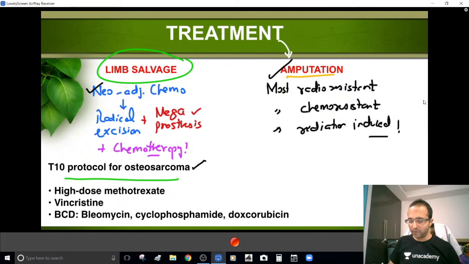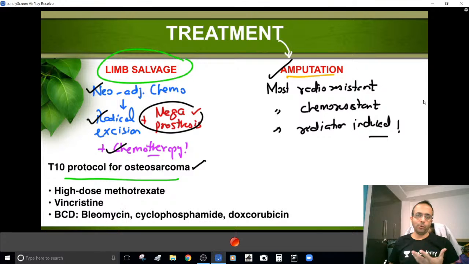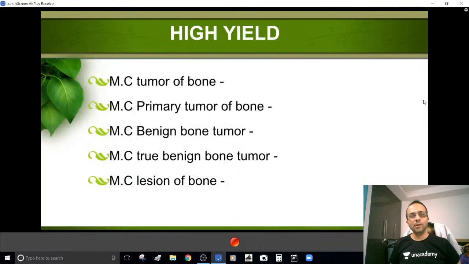So you first go with neoadjuvant chemo, then you go with radical excision and you fit in your mega prosthesis, and then you take up the final cycle of chemotherapy. And T10 protocol is the conventional protocol for osteosarcoma, where you go with high dose methotrexate, vincristine, bleomycin, cyclophosphamide, doxorubicin. Although this is a very chemo resistant tumor, still you have to do your best, and that's the best you get. So that's all about the three important tumors. And just as I end up, just a few high yield points.